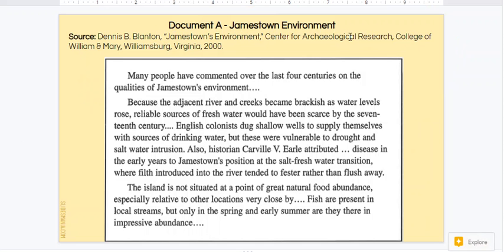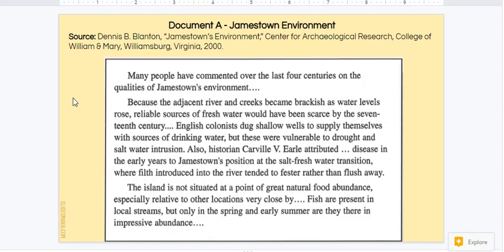Document A, Jamestown Environment. The source of this document is Dennis B. Blanton, Jamestown's Environment, Center for Archaeological Research, College of William and Mary, Williamsburg, Virginia, 2000. Many people have commented over the last 4 centuries on the qualities of Jamestown's environment. Because the adjacent river and creeks became brackish as water levels rose, reliable sources of fresh water would have been scarce by the 17th century.